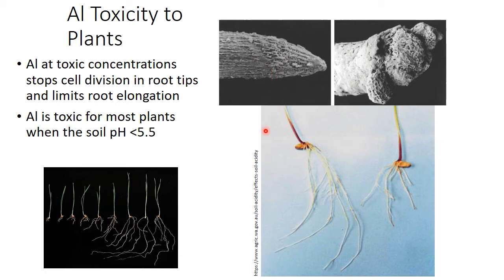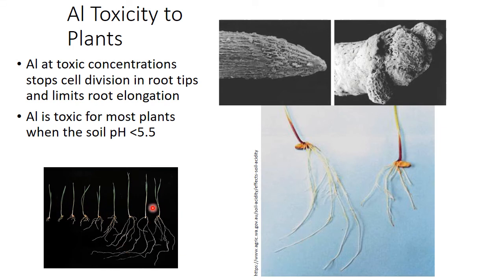And then these other pictures show seedlings growing at different concentrations of aluminum. So more dissolved aluminum on the right side in this picture, less aluminum dissolved on the left side. And so there's more cell division at the root tips, allowing the root systems to become larger.